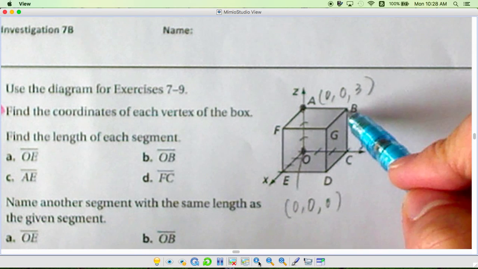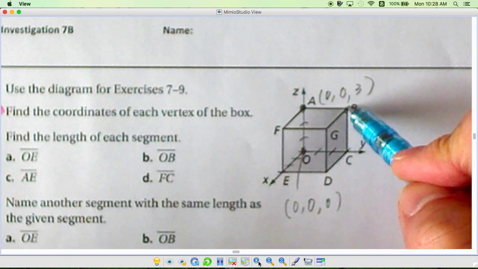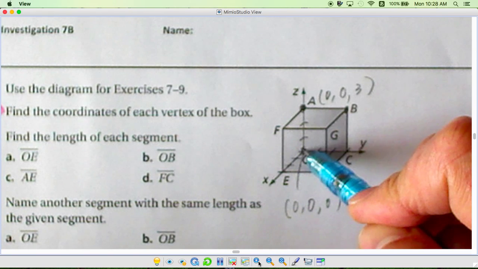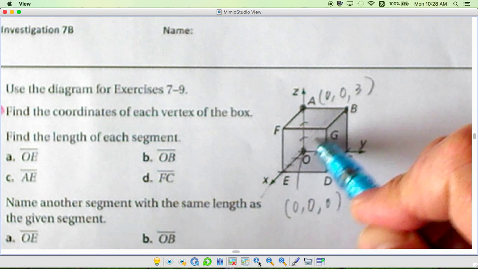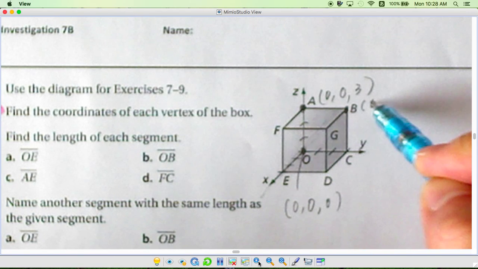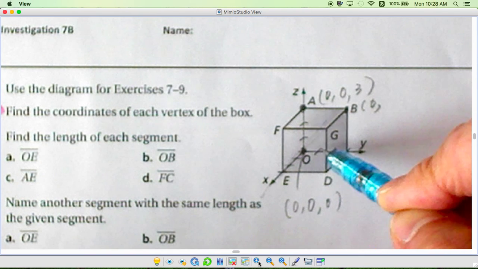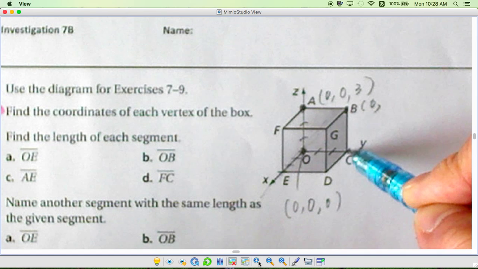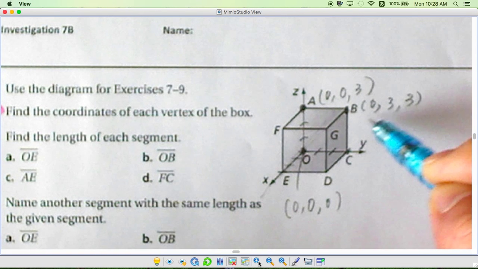Okay, how about B here? I'm not going to do everything, but I'm just going to do it so that you get some idea. For B, do you move on the x-axis at all? No, so it's 0. How do you get from here to B? Well, you have to go on the y-axis 1, 2, 3 spaces, and then after that you go up 1, 2, 3 spaces. So the coordinate is 0, 3, 3.